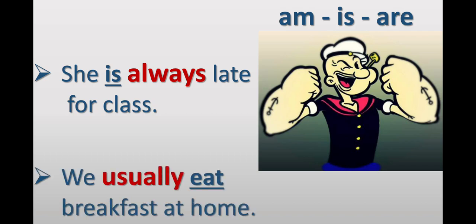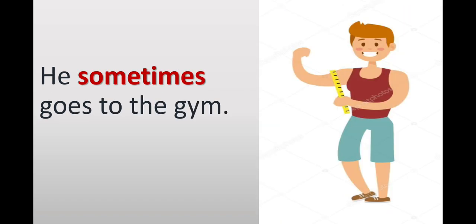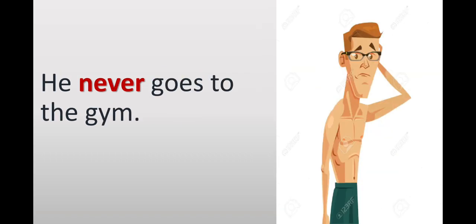We usually eat breakfast at home. What about the rest of the verbs, like eat, drink, play, and so on? Okay, so the keywords are strong, then they are followed by the verb, like we usually eat breakfast at home. He always goes to the gym. Okay, we put the keyword always before the verb. He sometimes goes to the gym. Okay, we put the keywords before it. He never goes to the gym.